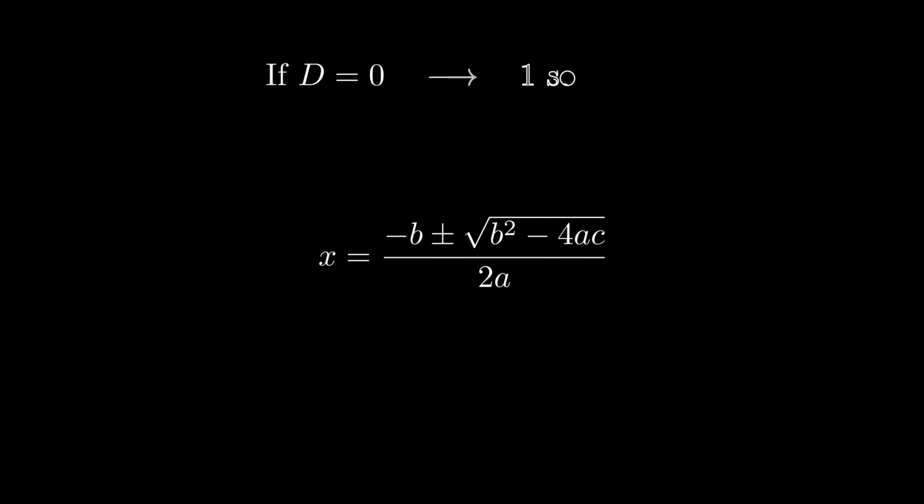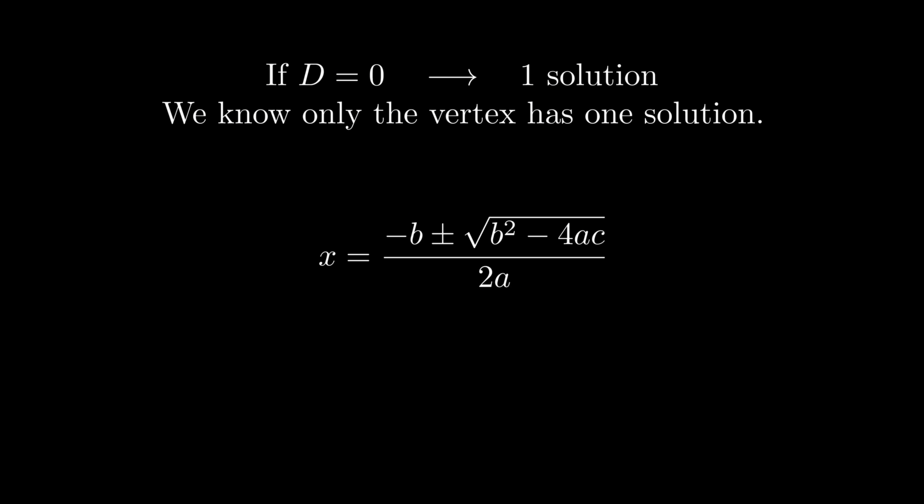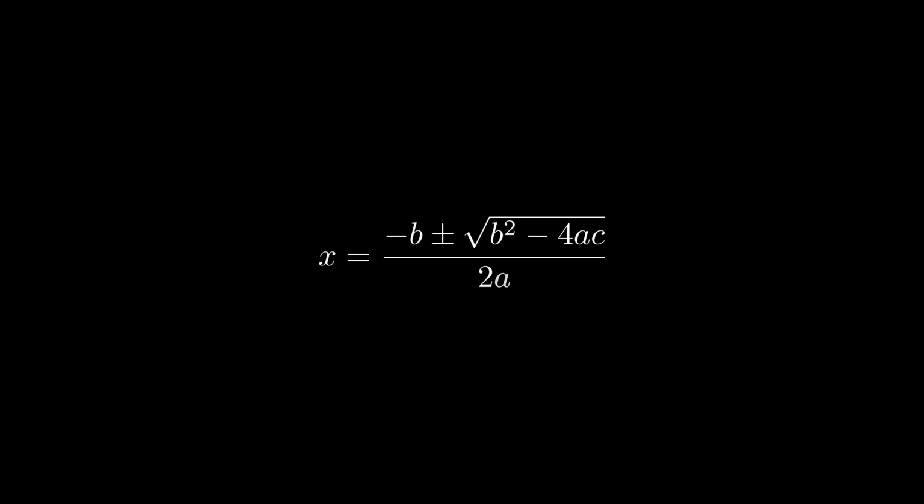Another way it can be explained is by using the quadratic formula. We know only the vertex has one root, and we know that if the discriminant is 0, then there's only one root. This means that when the discriminant is 0, we get the formula for the root of the vertex. Let's see what it is. And it's minus b over 2a.